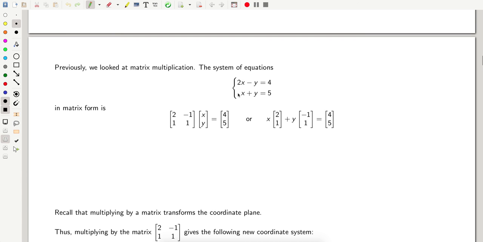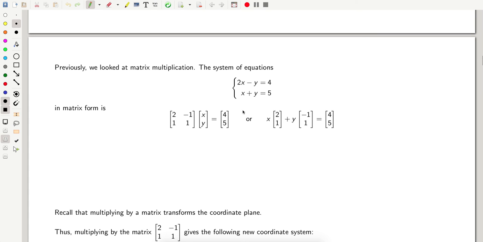If we write this system of equations in matrix form, we get 2, 1 for our first column and -1, 1 for our second column. Then if we multiply that by x and y, we'd have x times this first column, so x times 2 and x times 1, and then y times this second column, y times -1 and y times 1. And it equals this column vector of 4, 5. So our matrix form for our system of equations looks like this.